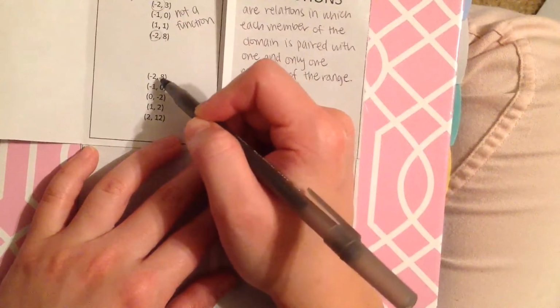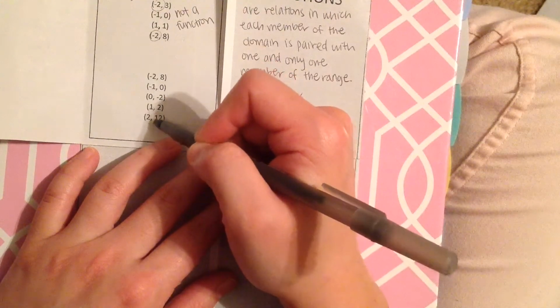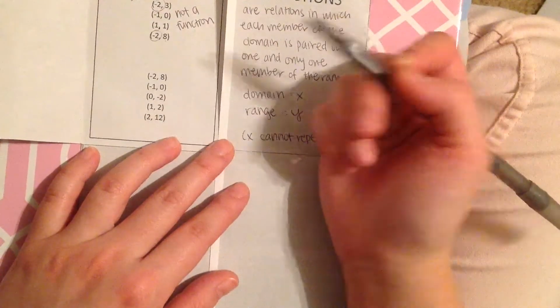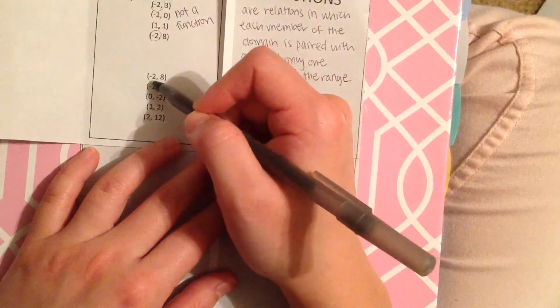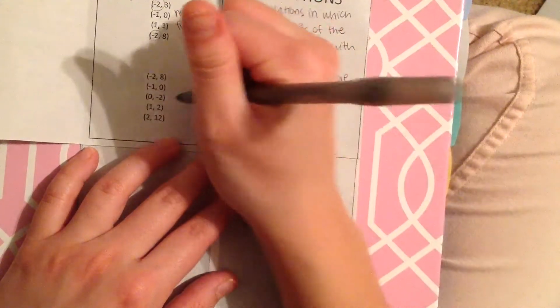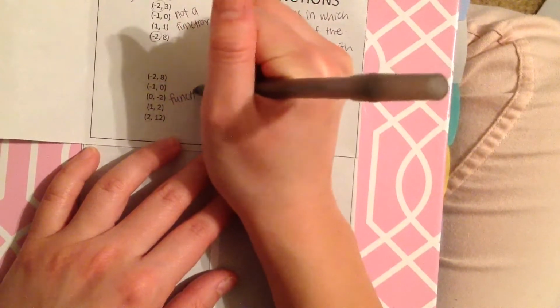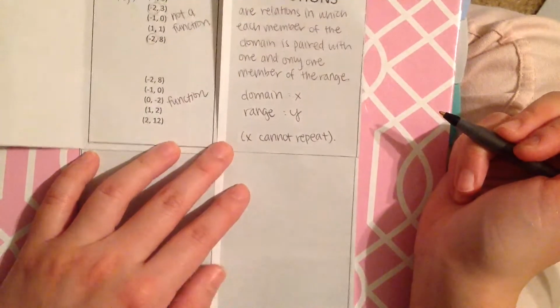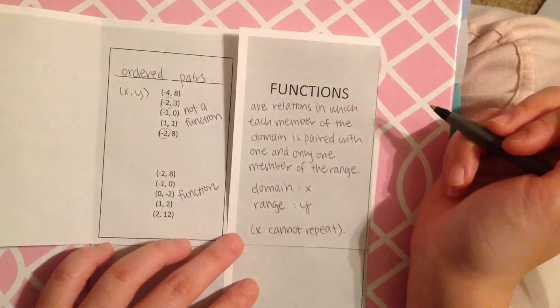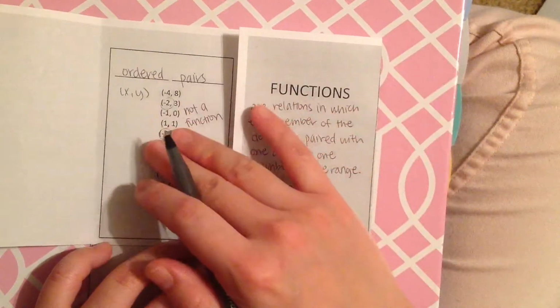Super simple. But if we look at the bottom, we have -2, 1, 0, 1, 2. Perfect. All different x's, and each of them have one y value. So this is a function. Top one not a function. The one on the bottom is a function.